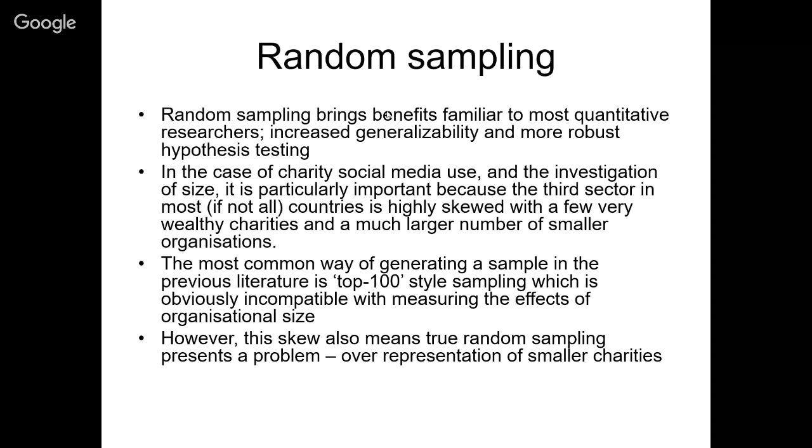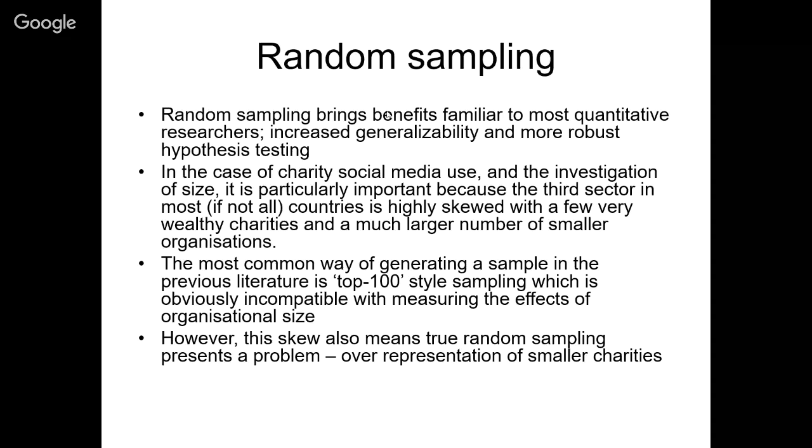A common way of getting a sample in the literature was to do top 100 style sampling, where they would select a list of top 100 charities in a particular country or in a particular segment of a sector and base their research around that. And that obviously has problems in that it doesn't treat size properly. If you do that, you're going to end up with far more larger charities than smaller ones. And the skew also means you can't just take a completely random sample, because you would end up with lots and lots and lots of small charities. And although that would be proportionally correct, it would be difficult to do analysis on that sort of sample.